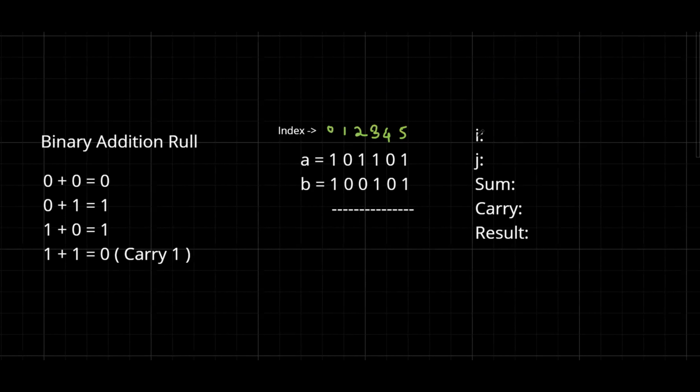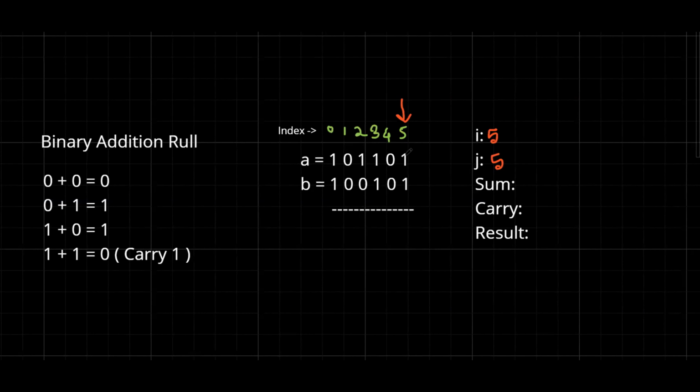Anyways, we are using some variables to solve this problem. At first, we are using i and j. The value of i will indicate the index value in the first string. The value of j will indicate the index value in the second string. Now at first, both of our i and j are indicating towards the last position of the string. So the value of i is 5 and the value of j is 5.